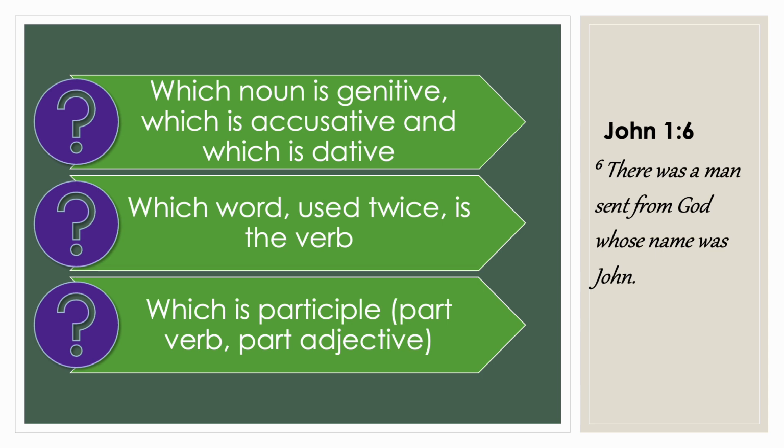So, using just the English as I said, we're going to look at firstly John 1:6. I want you to think about which noun is genitive, which is accusative, and which is dative. Also, look at the sentence and think which verb is used twice. That's important because it's actually the main verb in this case. You might not think so, but it is. And also I'm going to mention briefly which is the participle. Participles we will come to later. They're quite difficult. We'll do that at intermediate level Greek, but I want you to understand the principle behind them in English first.